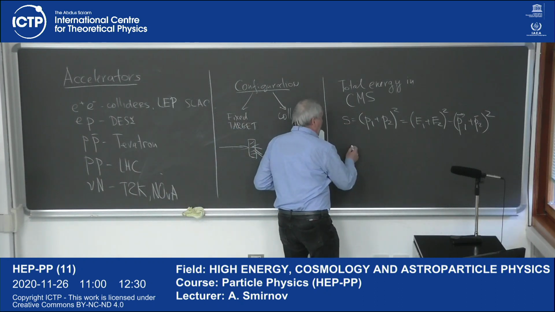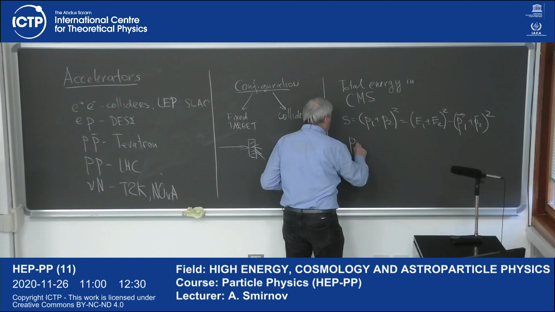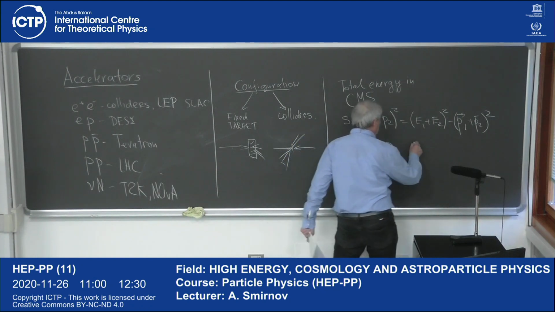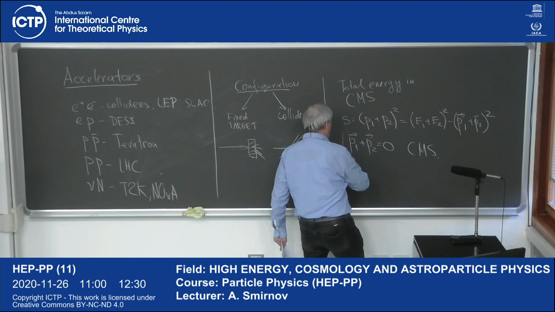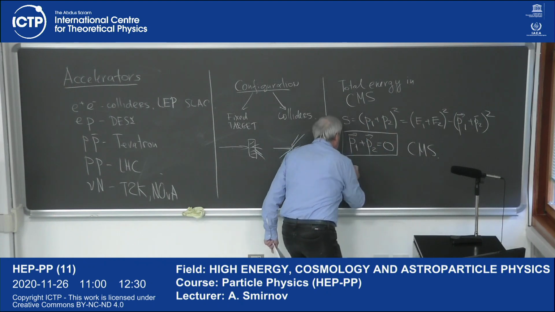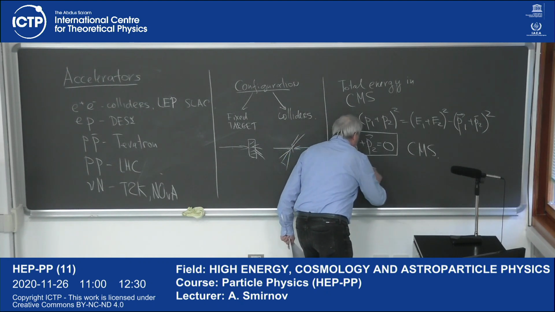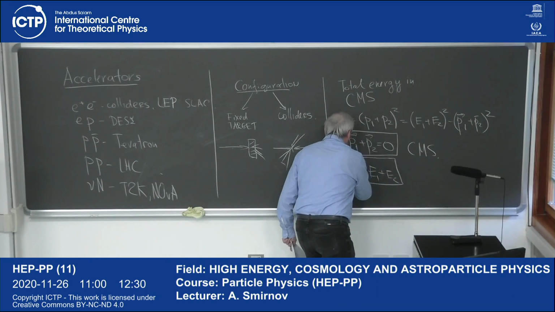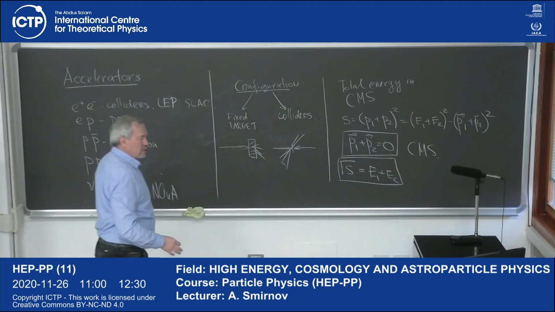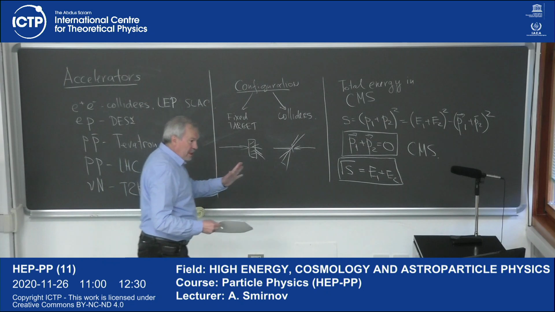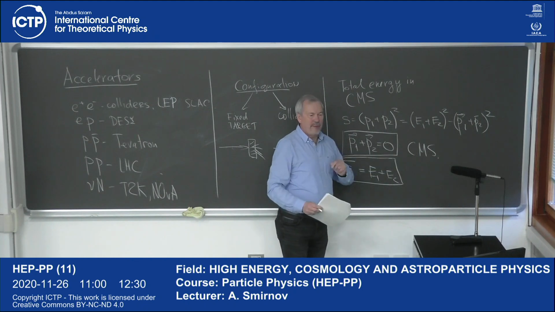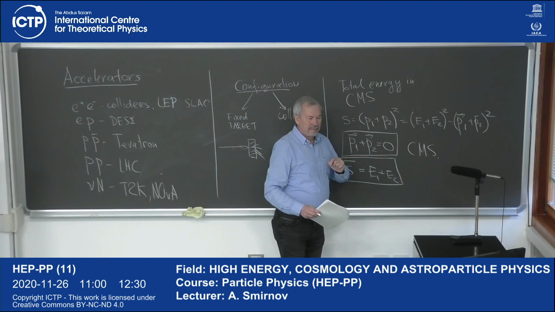Now, let us consider the system of coordinates where p1 plus p2 is 0, and this is precisely the center of mass system. In this case, let me write already the square root of s, it is just E1 plus E2. So this is Lorentz invariant. You can introduce it in any system, but the physical meaning of this square root of s is the total energy in the center of mass. Okay?